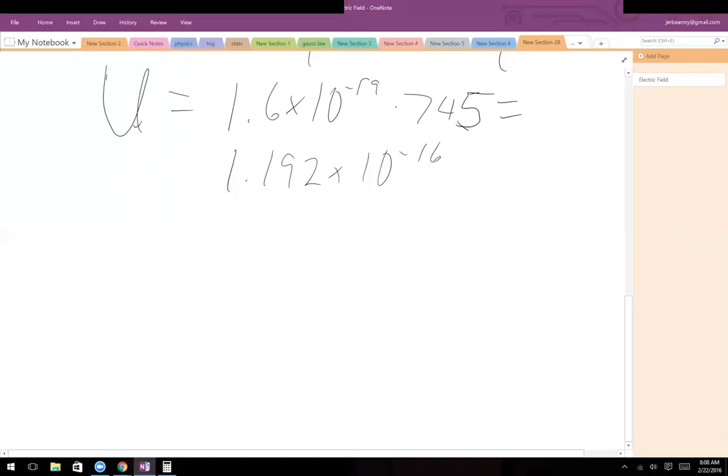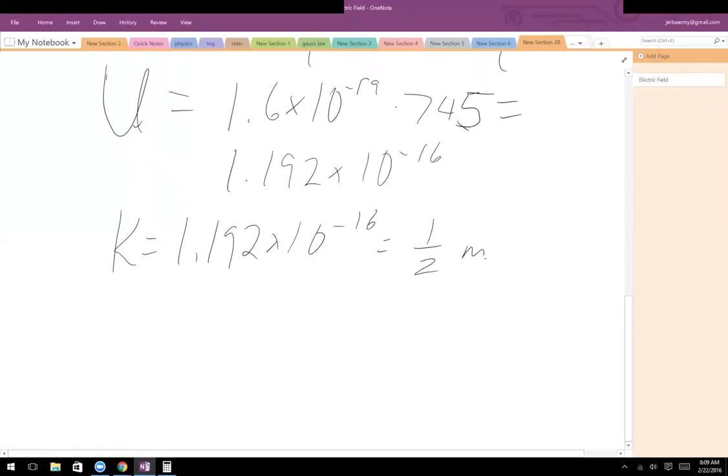So kinetic energy is 1/2 mv squared. I can get my pen to write. There we go. Okay, on one hand, it has to be the same as the change in potential. On the other, it's 1/2 mv squared.